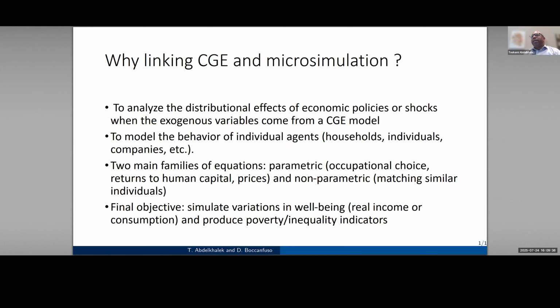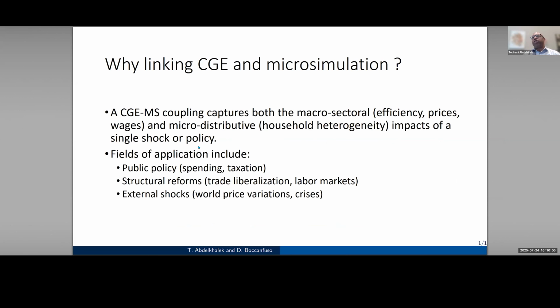So, two main families of questions. Some are parametric and the others are non-parametric, because when we are doing microsimulation approaches, we use statistical concepts and econometric concepts. It's not only aggregated level, so we need to use statistics or econometrics, particularly the poverty analysis and inequality analysis. So when we are doing microsimulation, we need all of these.